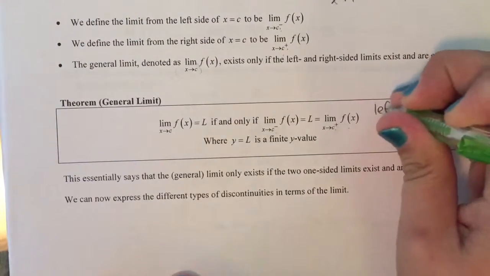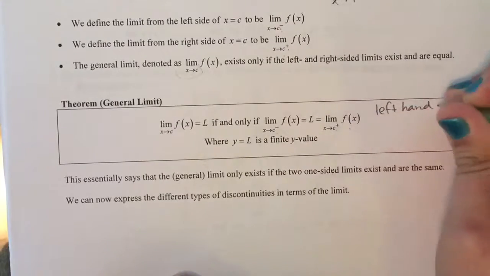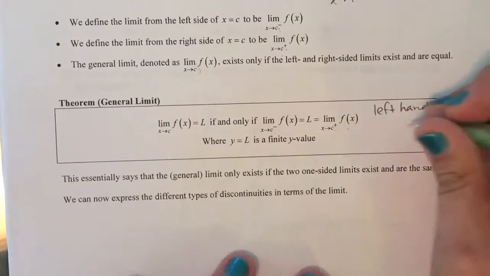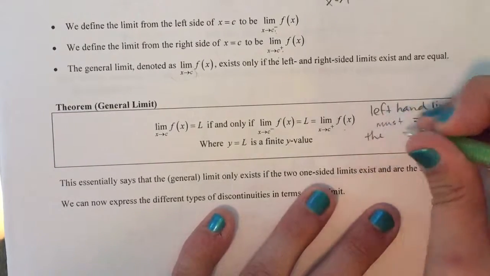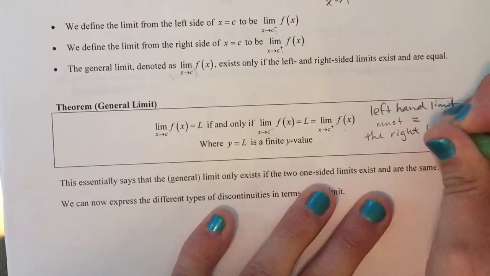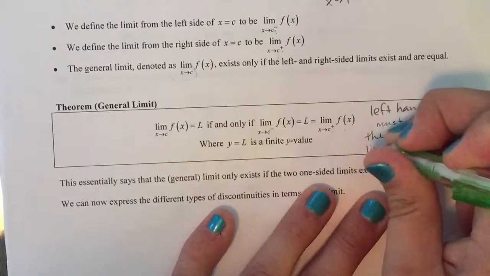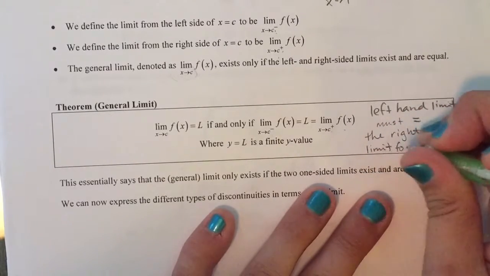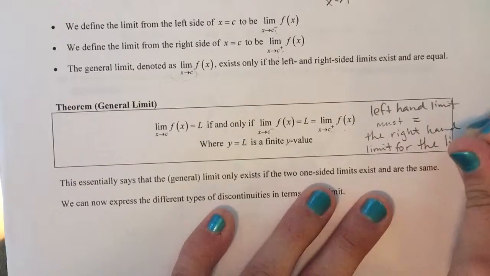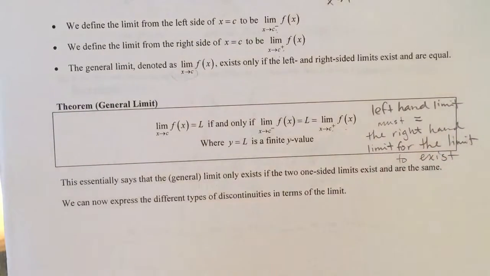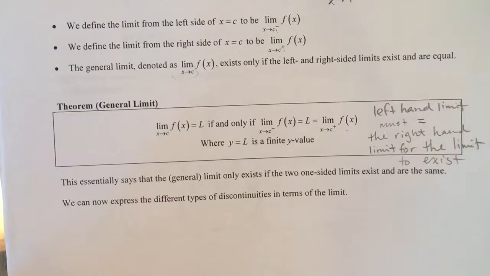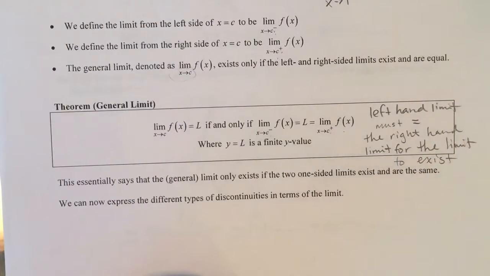The left-hand limit must equal the right-hand limit for the limit to exist, okay? And that's one of the main properties of a limit that you need to know, okay? So that's where limits exist. We'll take a look at the next examples in the next video.